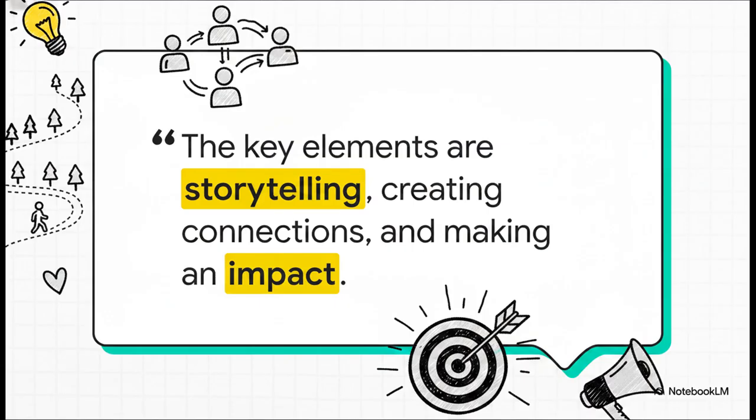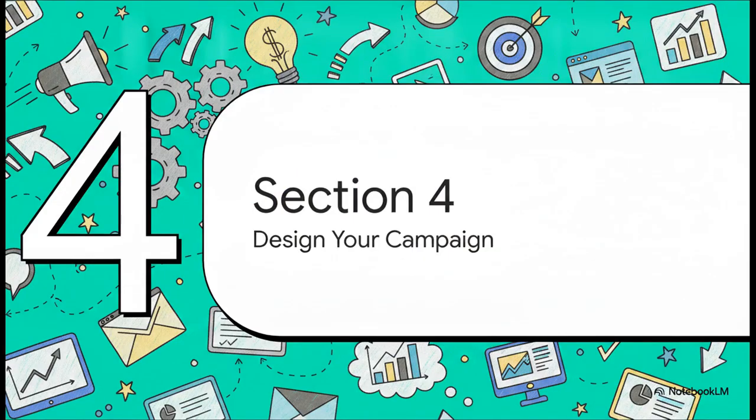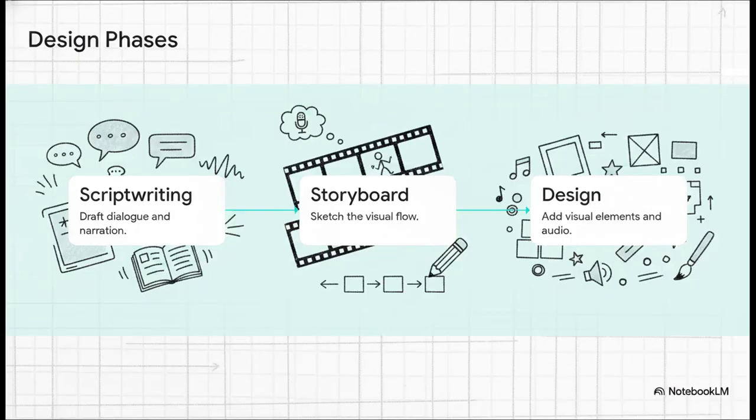You really have to connect with human emotion if you want to drive a lasting impact. Which brings us to Section 4, Designing Your Campaign. Let's get practical here and actually walk through the step-by-step process of building a campaign from scratch. It really comes down to 3 actionable phases. Phase 1 is script writing.